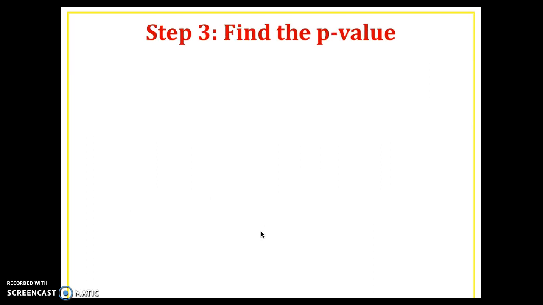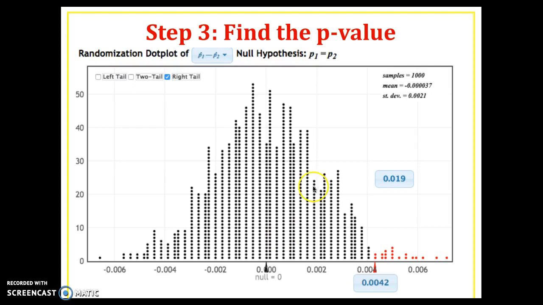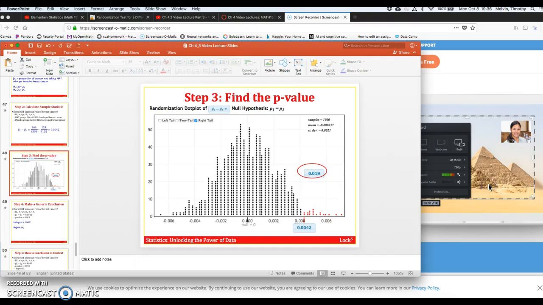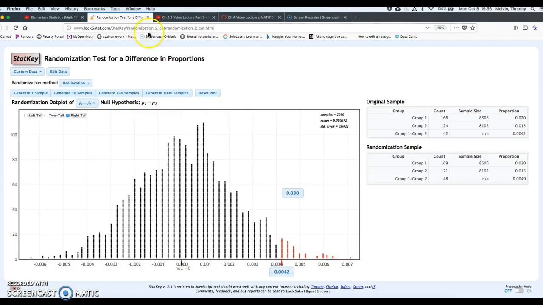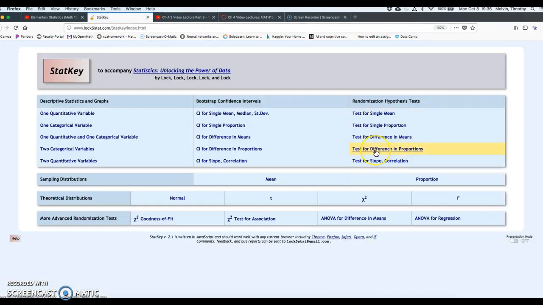So to find the p-value, I'm going to show you a snapshot of StatKey. We've got 0.0042, that's always going to be on the bottom, on the horizontal x-axis will be your statistic, and the p-value is 0.0019. So I want to go through and look at how to actually get this value. So I'm going to look at test for difference in proportions. Look at StatKey, we're looking at bootstrap confidence intervals. This was chapter 3. And in chapter 4, we're doing hypothesis testing. This example is 2 proportions.